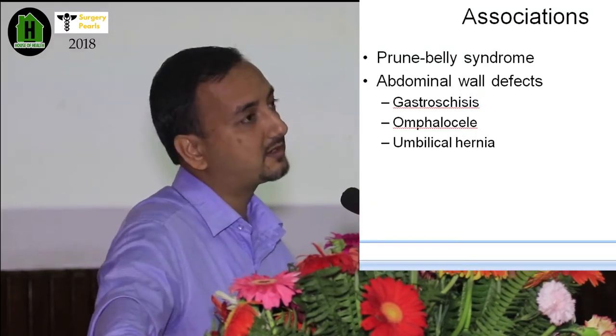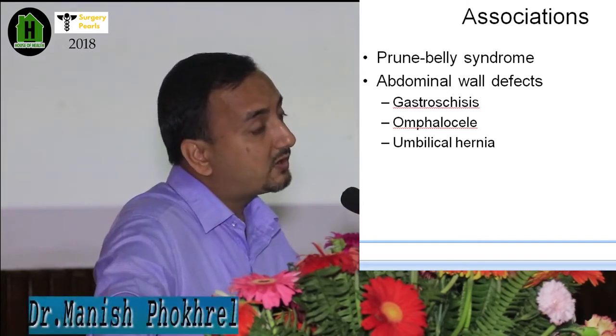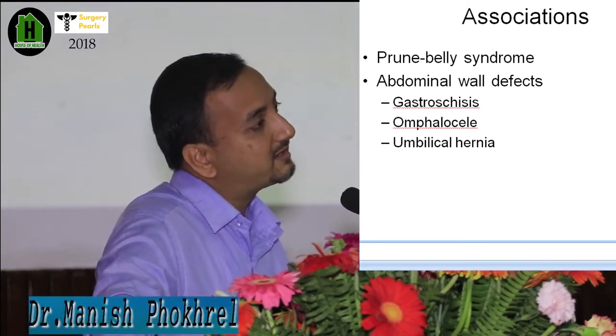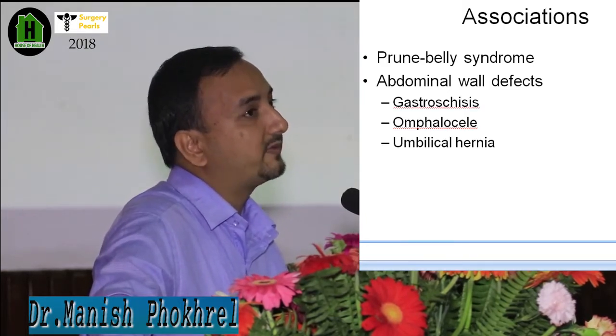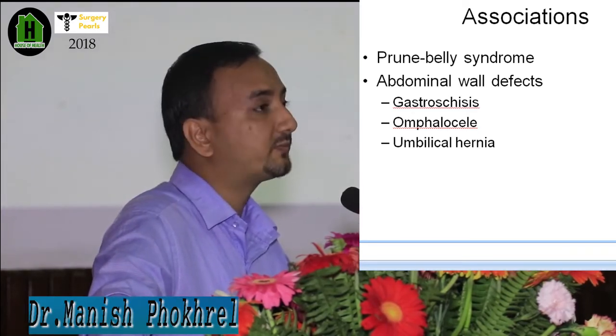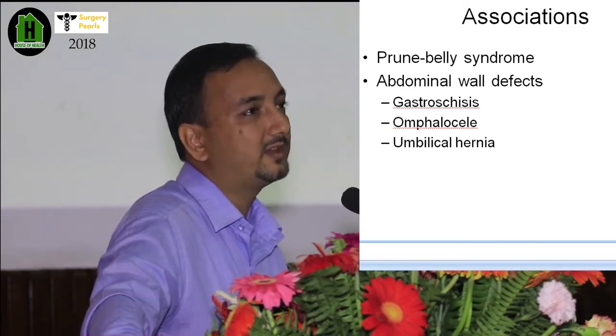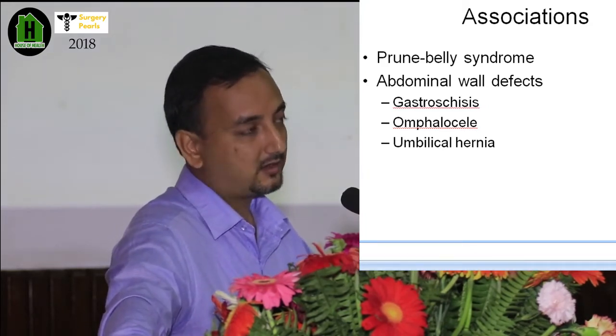So an undescended testis or a cryptorchid testis is most commonly associated with several conditions like prune belly syndrome and abdominal wall defects. Like I said, because intraabdominal pressure is a very important driving force that causes descent, any defect that causes loss of intraabdominal pressure will have an associated undescended testis. One of them is prune belly syndrome, because the abdominal muscles are weak and so there is less intra-abdominal pressure, and it cannot drive the testis into the inguinal canal. And other abdominal wall defects like gastroschisis, omphalocele, and sometimes a large umbilical hernia also.